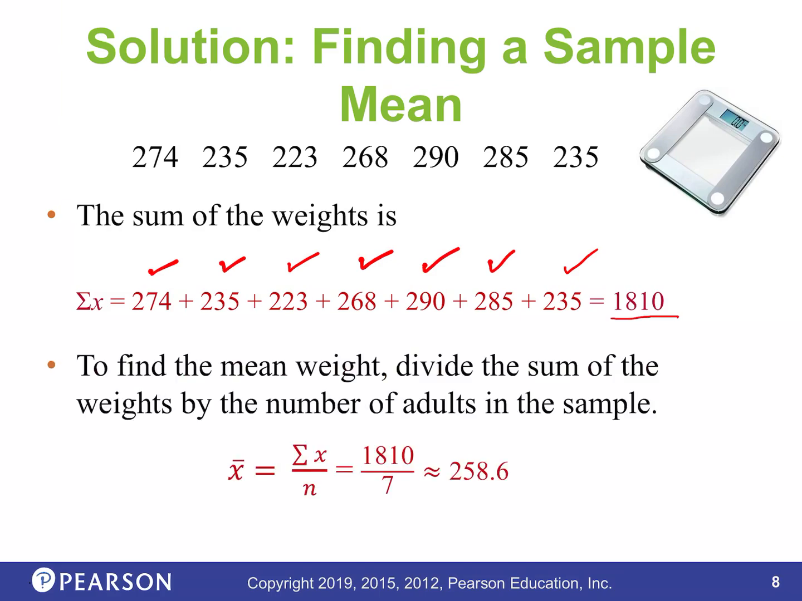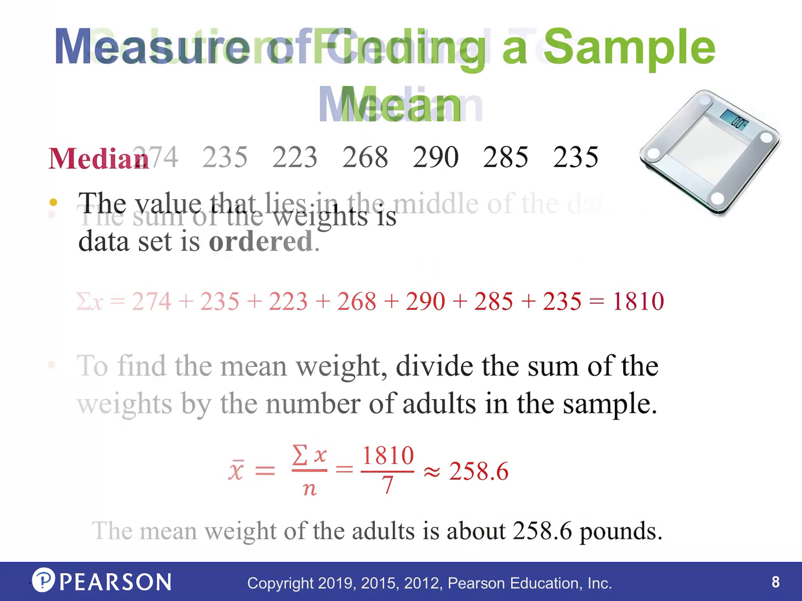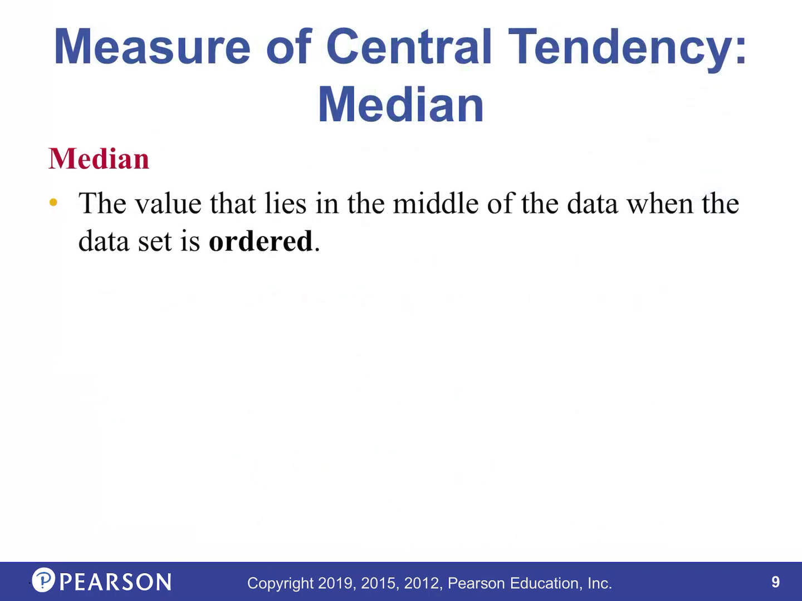How many entries do we have? We have 1, 2, 3, 4, 5, 6, 7 data pieces. So to find the mean weight, we divide the sum of the weights by the number of adults in the sample. We add up all of our data and divide by how many data entries we have. We get about 258.6, and that is our mean weight for the adults.